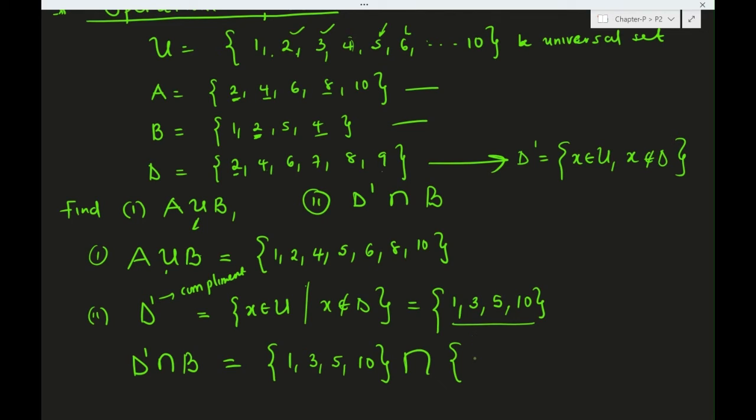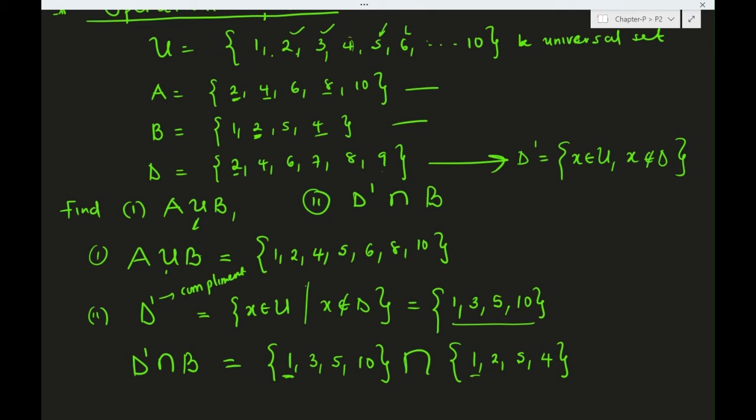Okay, so what is B? B is 1, 2, 5, and 4. Is that okay? So now let's look at the intersection. What is common between these two sets? Intersection simply means what is inside D prime and what is inside B as well.